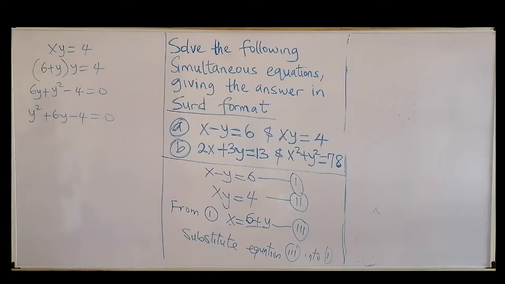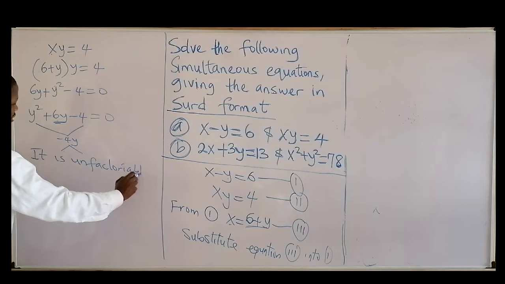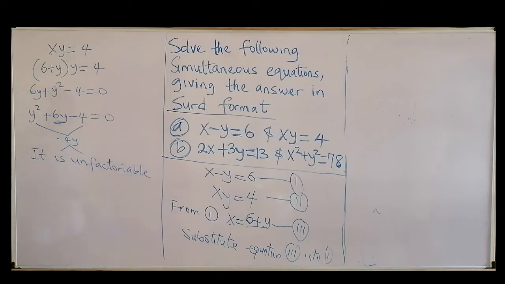The thing here is that the product is minus 4, and there is no way you can get two factors of 4 that, by adding or subtracting, can give you 6. So this equation is unfactorizable. You can't factorize it. In that case, we can use the quadratic formula: y equals minus b plus or minus the square root of b squared minus 4ac, all over 2a.